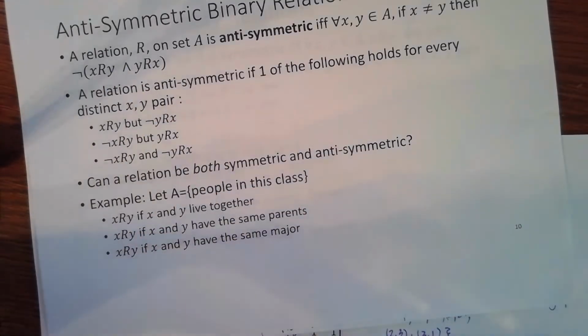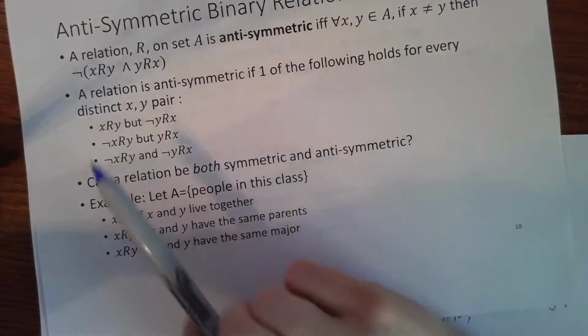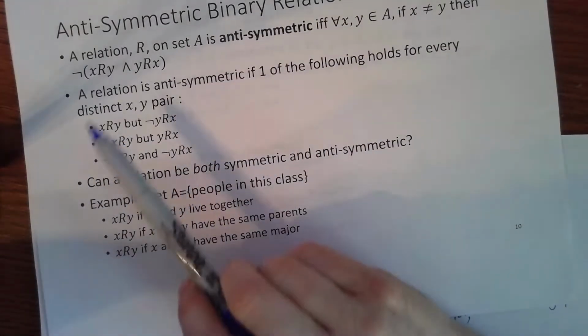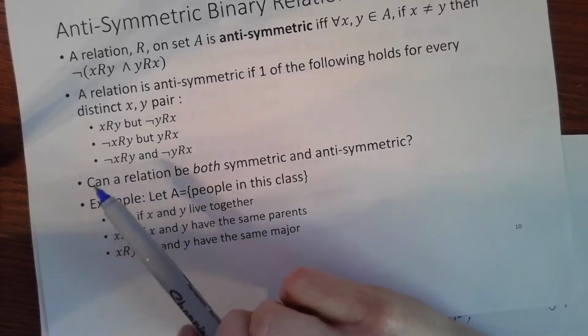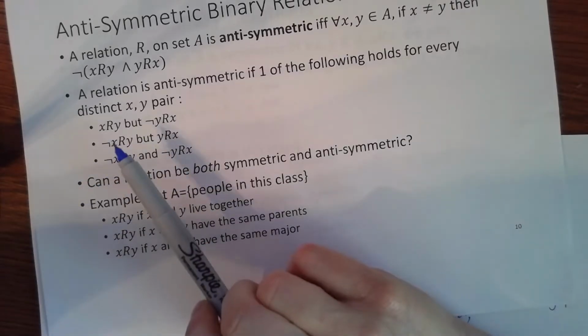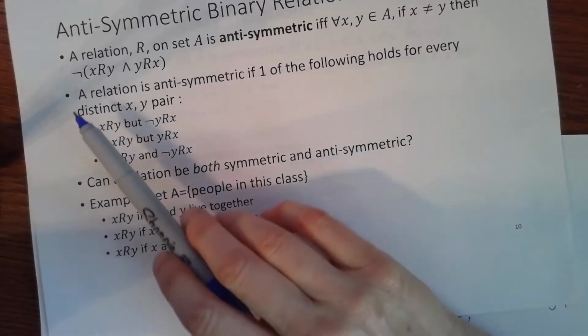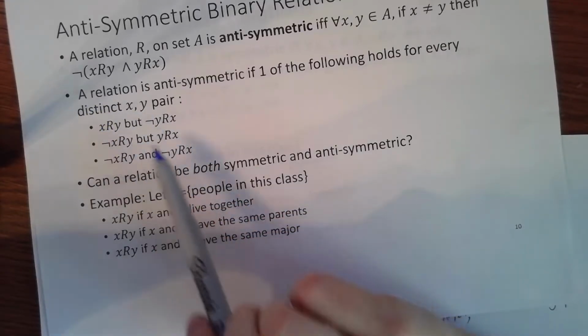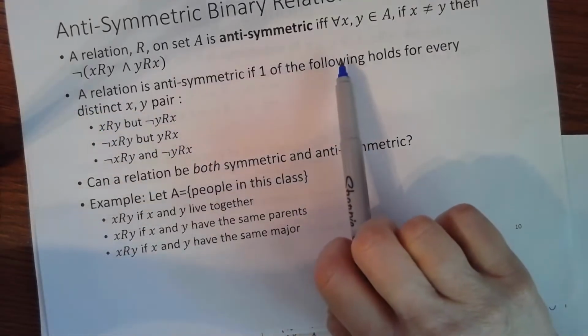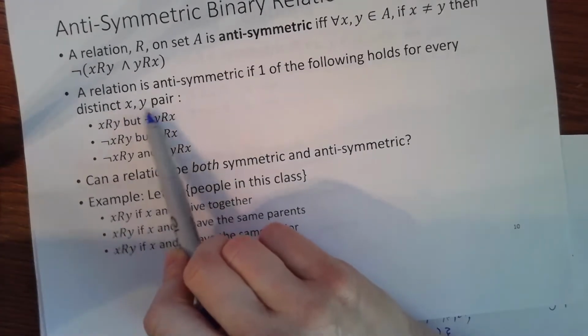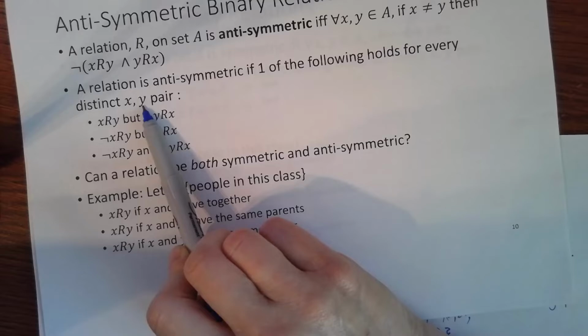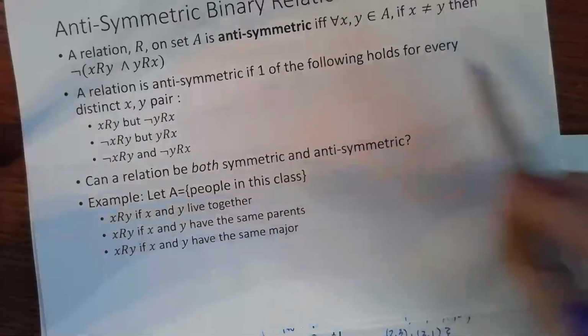Okay. All right, so what that means is a little bit tricky, but there are a few different ways where we can get something to be anti-symmetric. A relation is anti-symmetric as long as one of the following holds for every distinct pair. That means x and y have to be different for every distinct pair. So let's look at what this is.